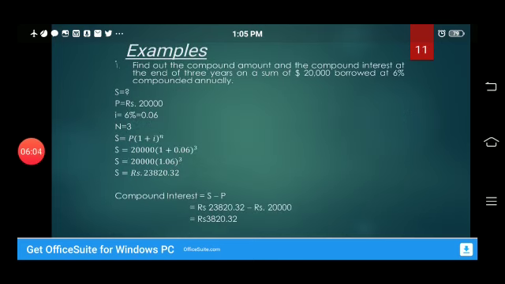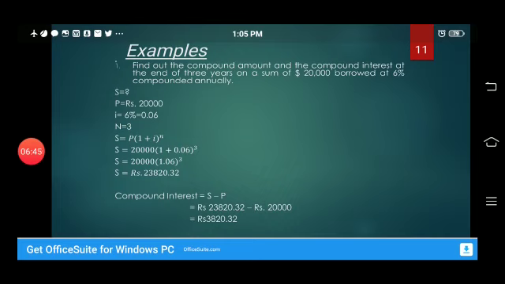Example: find out the compound amount and the compound interest at the end of 3 years on the sum of rupees 20,000 borrowed at 6% compounded annually. S is not known, P is 20,000, I is 6%, N is 3. अब यहाँ compounded annually है तो हम कुछ भी नहीं कर रहे, N ही रहेगा, और I 6% है, वो भी 6% ही देगा. We are just putting the values in the formula, that is S is equal to P into (1 plus I) raised to power N. By putting the values, we get the answer, that is S is equal to rupees 23820.32.